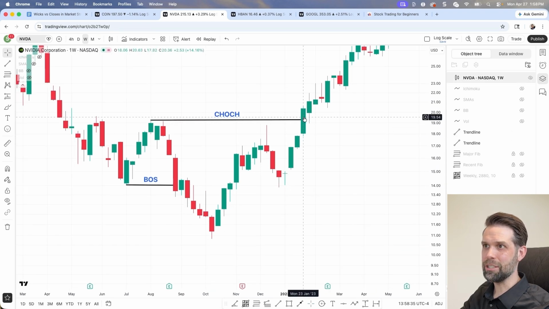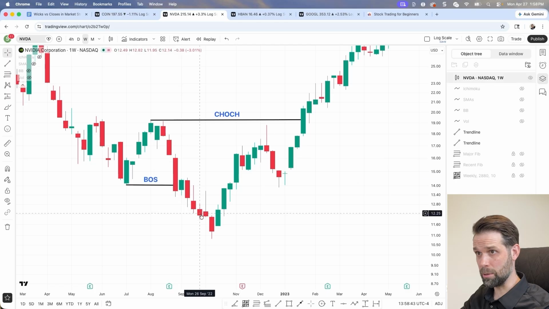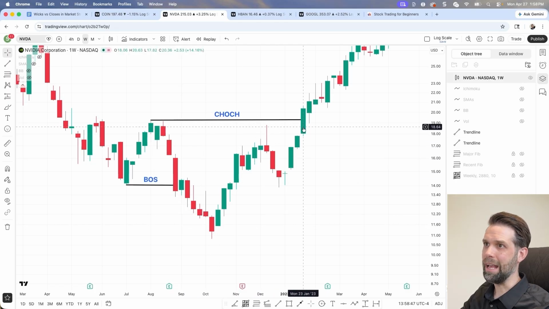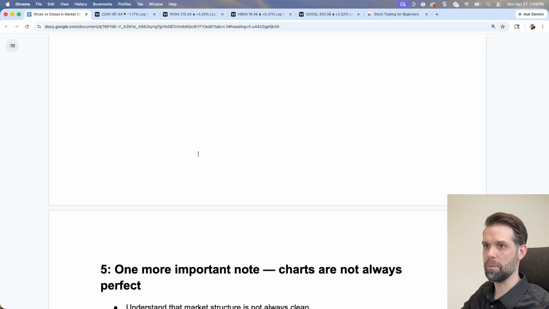So understanding that important relationship between candle closes and wicks is really important for reading market structure in terms of breaks of structure, knowing when we have a trend continuation, and then knowing when we have a change of character and potentially a good sign to get back into a particular stock.